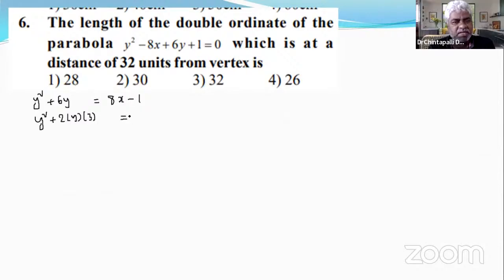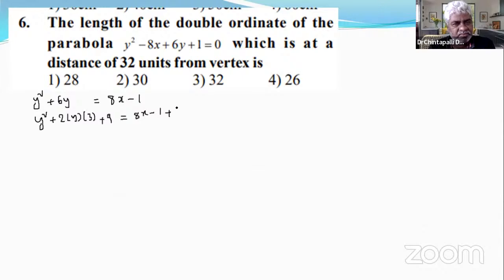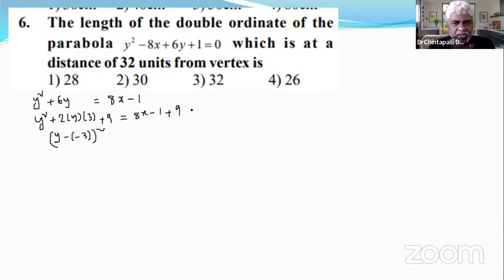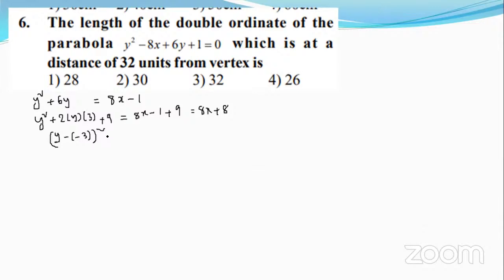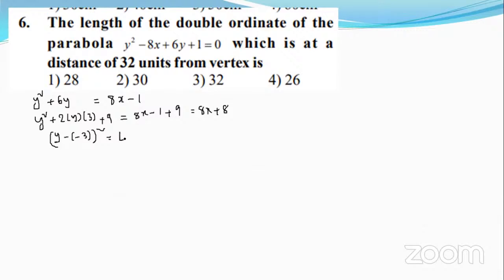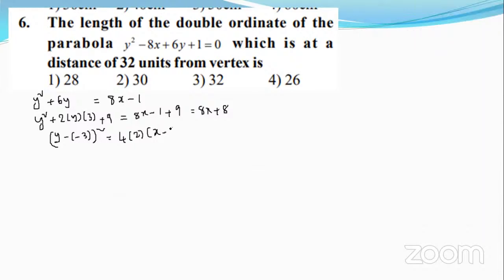To complete the square, what is needed? 3 square, 9. 9 is needed. So you add 9 on both sides. It is y plus 3 whole square, right? That means y minus of minus 3 whole square. It is 8x plus 8. Take 8 common: x plus 1. 8 means 4 times 2, so 4 times 2 into x plus 1, right? x plus 1 is x minus of minus 1.